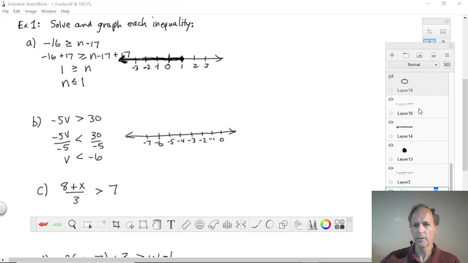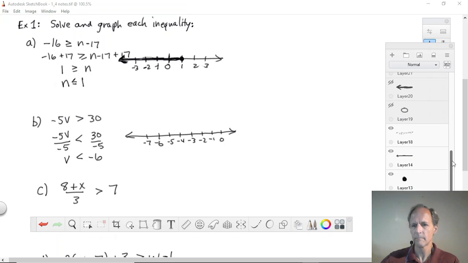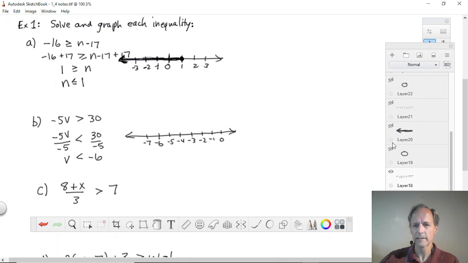So there's our number line. And -6 is not included, so we put a circle instead, and we want everything to the left, so we color in to the left. So we want all the v's less than -6. We color them in, but -6 itself is not included because it's not less than or equal. It's just less than. So that's what that looks like.